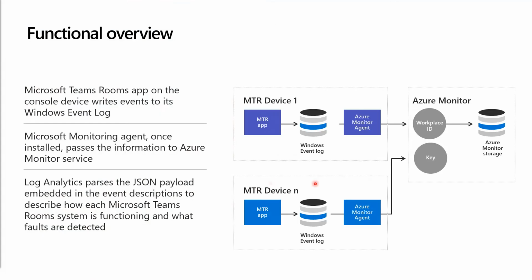Here's a functional overview of what happens. On each Teams Rooms device, you would install the Azure Monitor agent. When that's done, it'll start collecting the data from the Windows event log and pushing it up to the cloud-based Azure Monitor storage. And you can do this on as many Teams Rooms devices as you would like. The log analytics will parse the JSON payload, and based on rules we have defined, it can take an action.